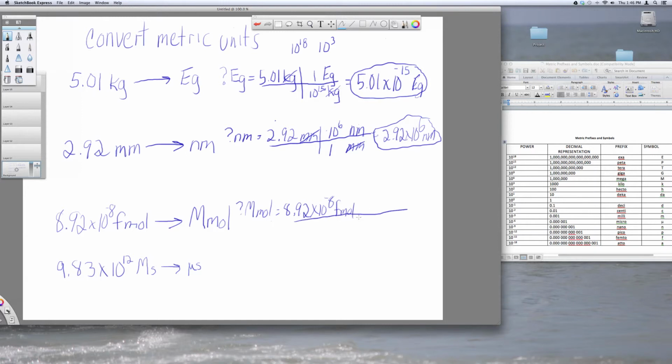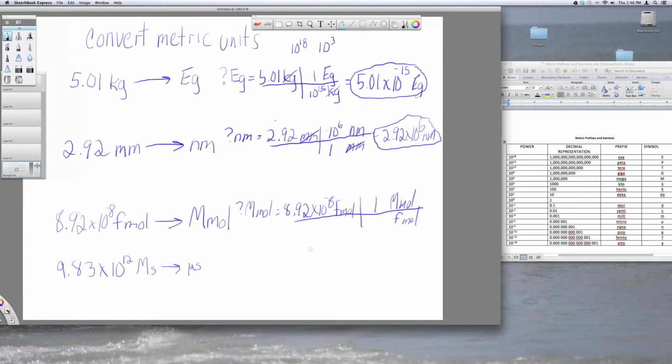Make my bracket. What unit's going to go on the bottom? Well, I'm trying to cancel out femto, so femto goes on the bottom. What's on the top? Mega, because I'm trying to find mega. Now I have to figure out which one's bigger. So is mega or femto bigger? Well, femto is 10 to the negative 15th, and mega is 10 to the 6th. Mega is higher up, mega is bigger, so we're going to put a 1 there.